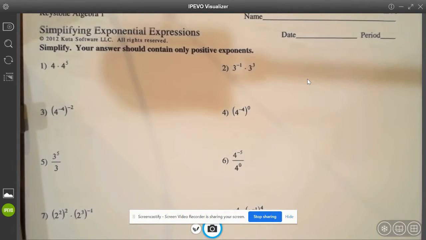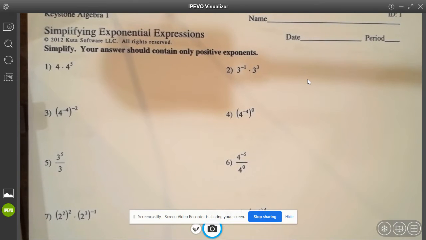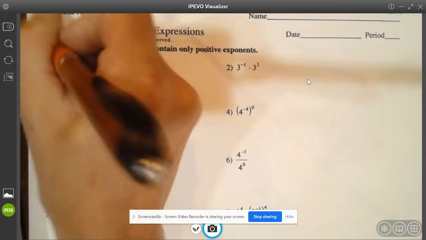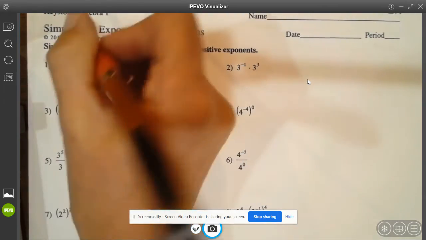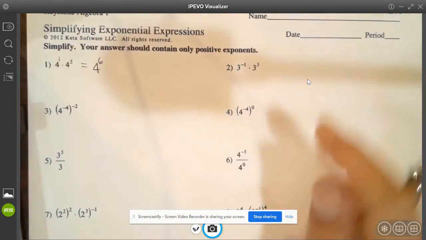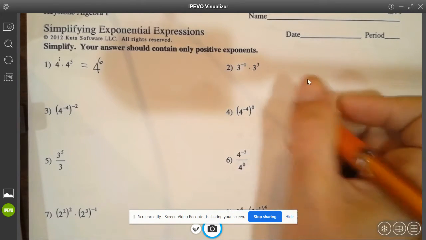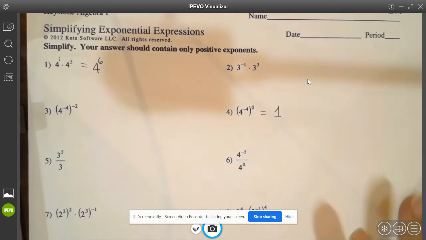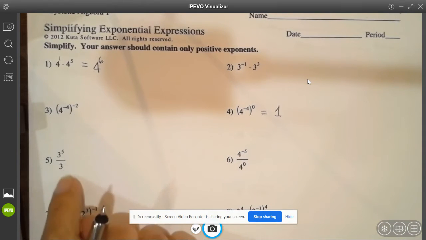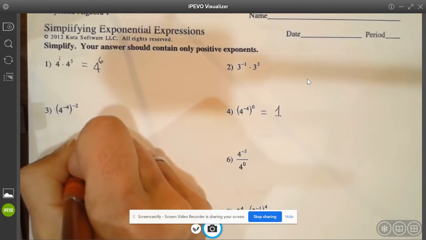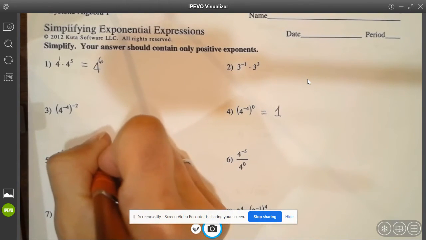So the first thing, we remember some of these rules for exponents, right? When you multiply, you add the exponents. So that's 4 to the 6th power. Everything inside the parentheses raised to 0 equals 1, right? When you are dividing, you are subtracting the exponents. So that's 5 minus 1, right? There's only one 3, so 5 minus 1, that is 3 to the 4th power.